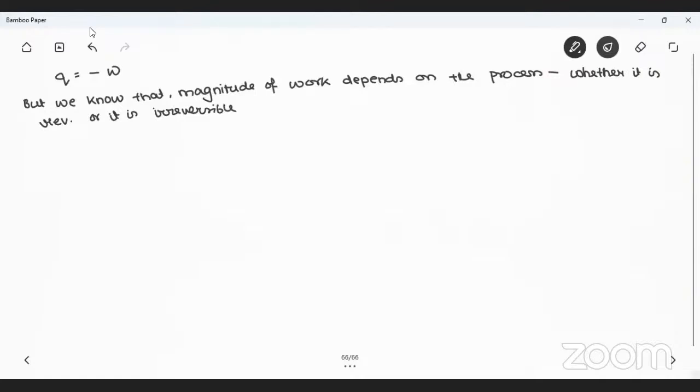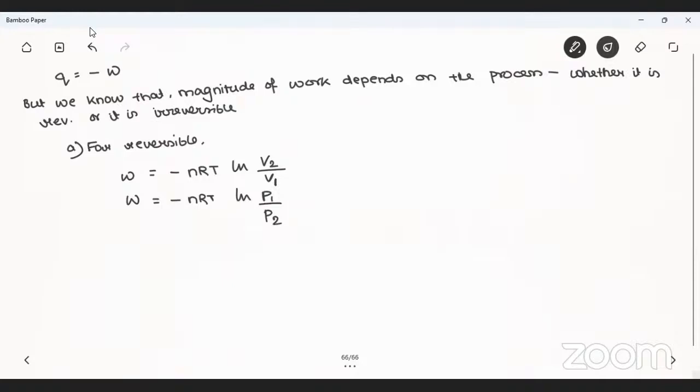Okay. So, if the process is reversible, what is the work done? Work done is given by minus nRT ln V2 by V1. Or work done is given by minus nRT ln P2 by P1. Just the opposite. Here V2 and here P1 will come.